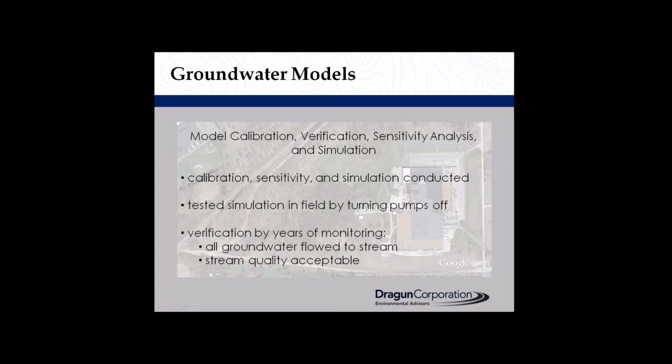So we talked to the regulators and showed them what we had found and asked them if we could do a trial turning off the pumps, because groundwater doesn't move there very quickly. So if we turned off the pumps for a couple of weeks or a couple of months, it wouldn't make a big difference. And we did that, and the groundwater flowed to the stream. So we actually verified that the model worked by seeing that the groundwater flowed to the stream when we turned off the pump. And then we monitored stream quality to see if it was acceptable.